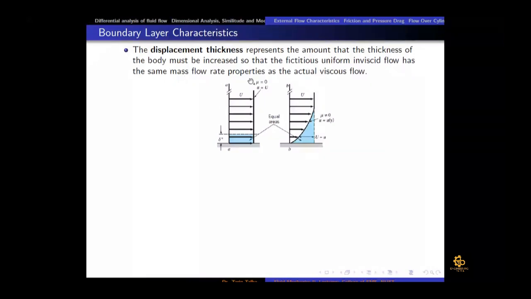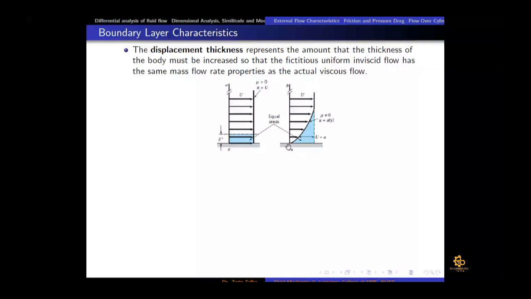If we want to calculate mass flow rate for this, we know the formula for the mass flow rate, that is rho AB. But rho AB would be applicable when we have got a uniform value. Because in the viscous region we have got a varying velocity profile, we need to integrate it from y equal to 0 to y equal to delta.